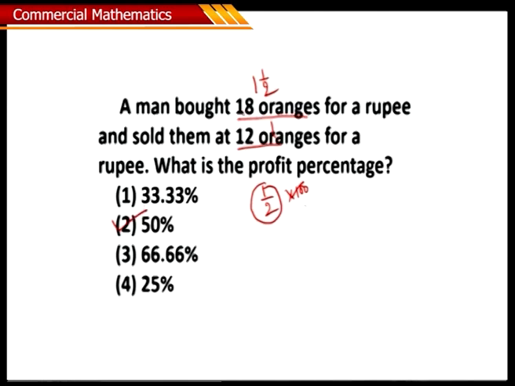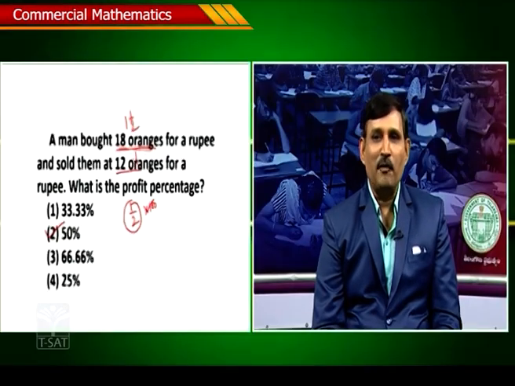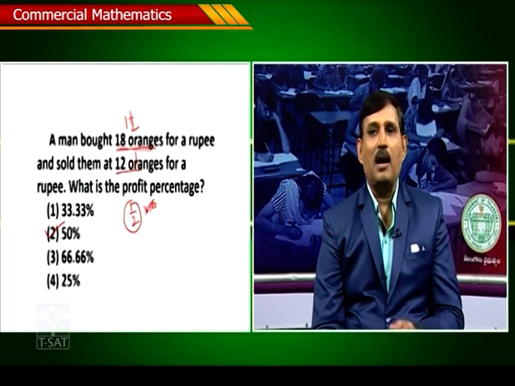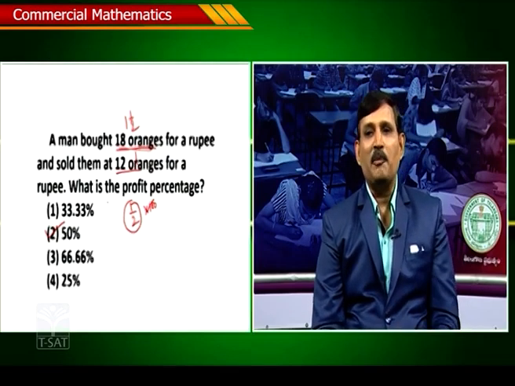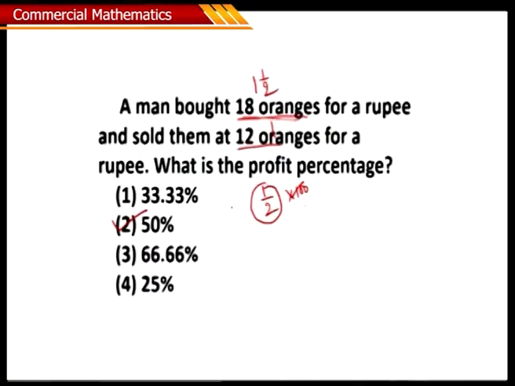Okay. So just simply you observe this 18 oranges, cost price is 1.5 dozen for 1 rupee and selling price is 1 dozen for 1 rupee. Means every time he is getting a profit of half dozen oranges amount is his profit. Half dozen means half dozen of this. When you express it in terms of percentages, you can see it is 50%.